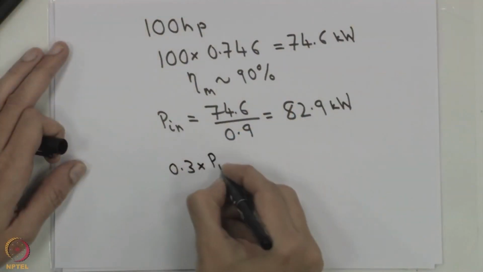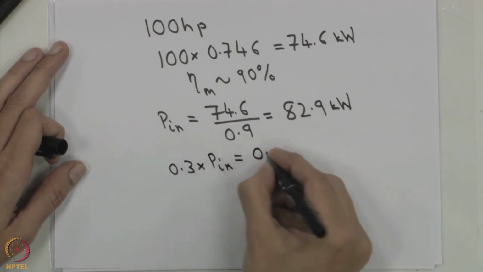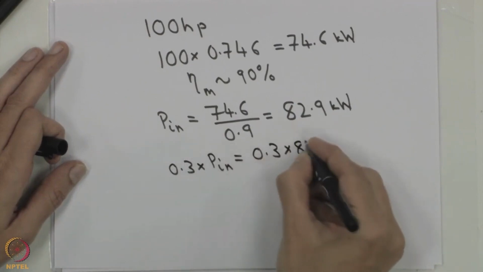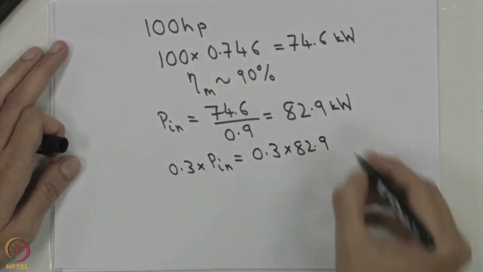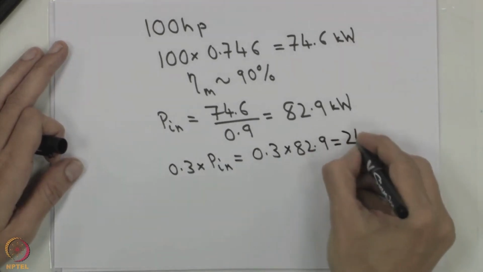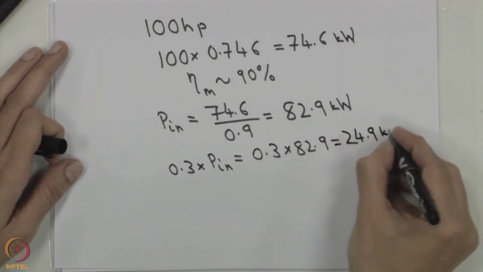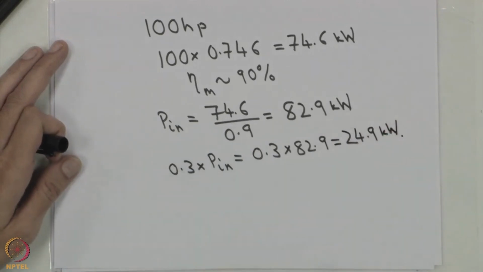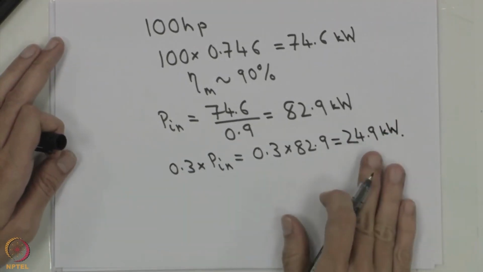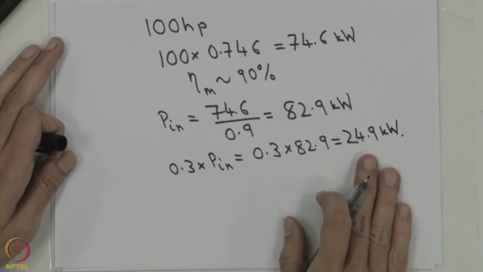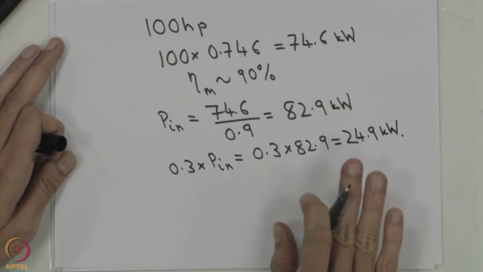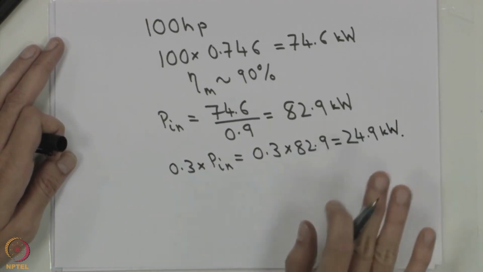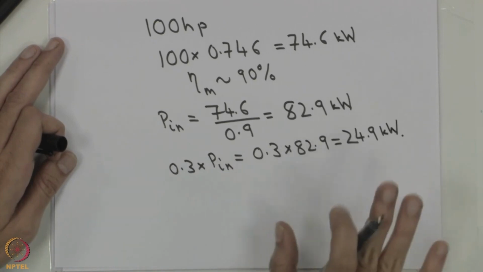Now when we are operating with the VSD, variable speed drive, at part load, we get a saving of 30%. So the saving is 0.3 into this input power, which is 0.3 into 82.9, which is 24.9 kilowatt, right? We are operating the pump annually at 3,000 hours. It's operating at part load. We are getting savings only during those 3,000 hours.